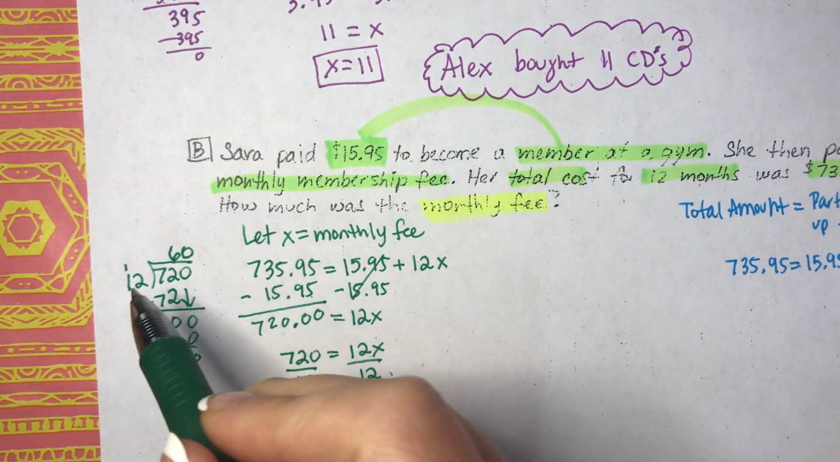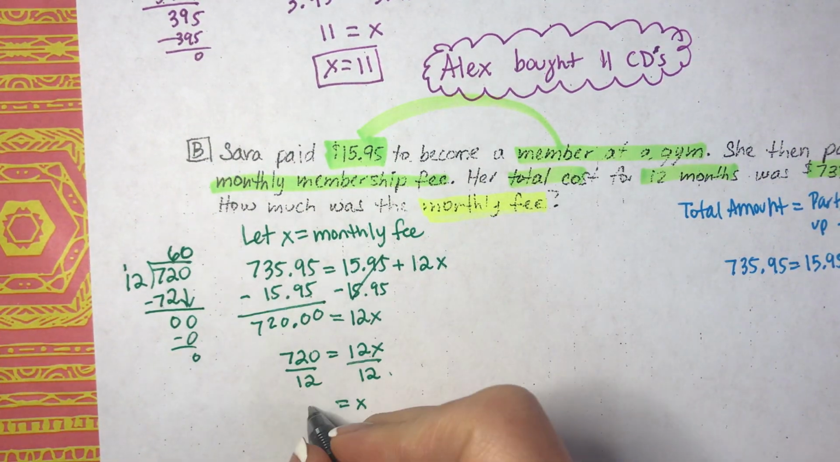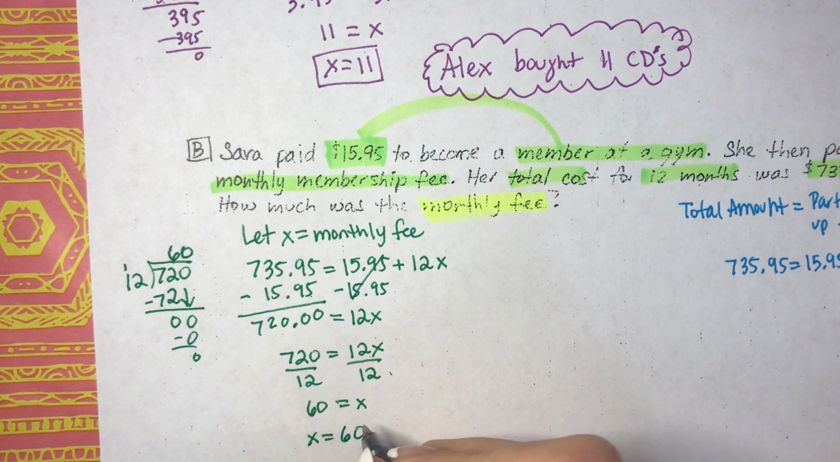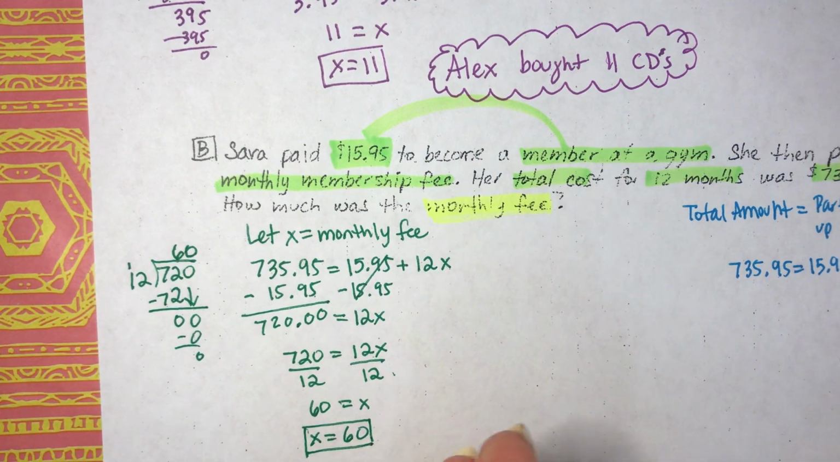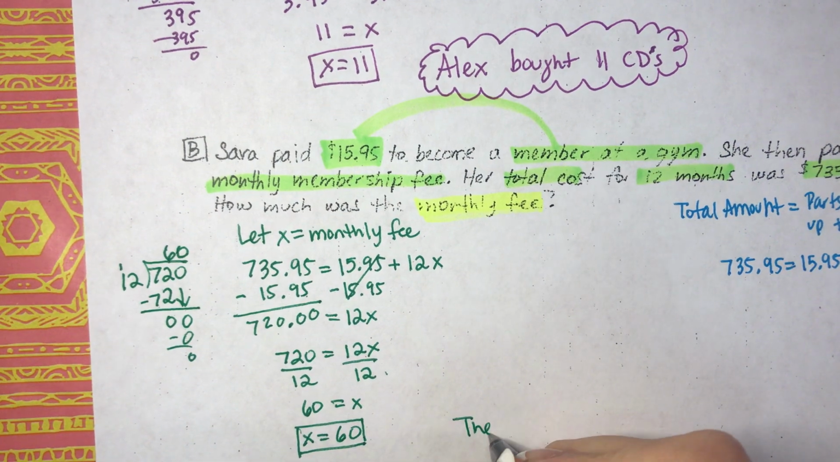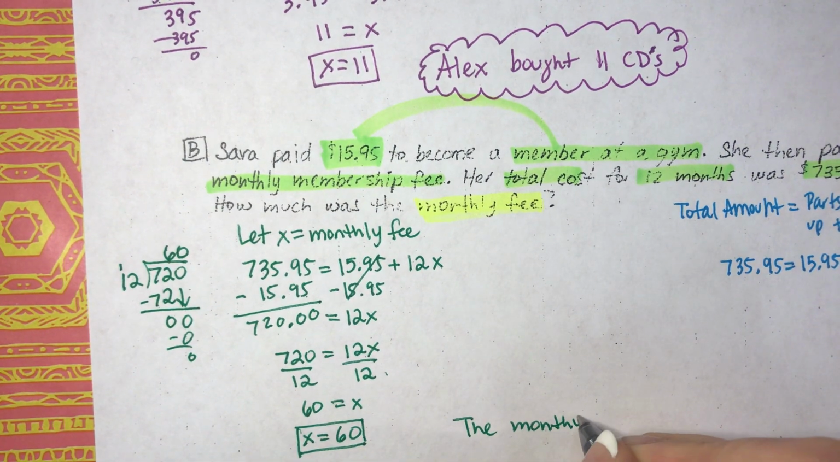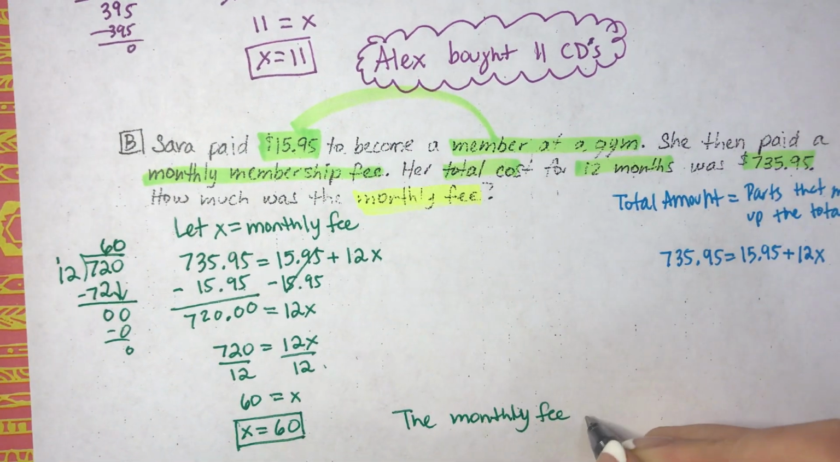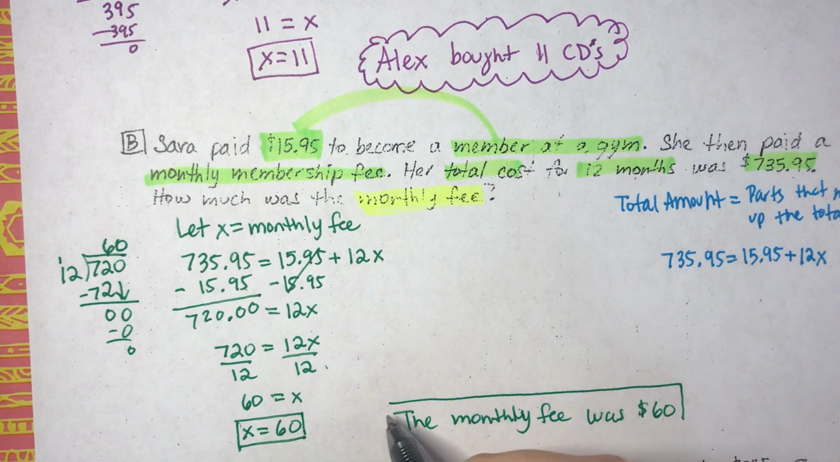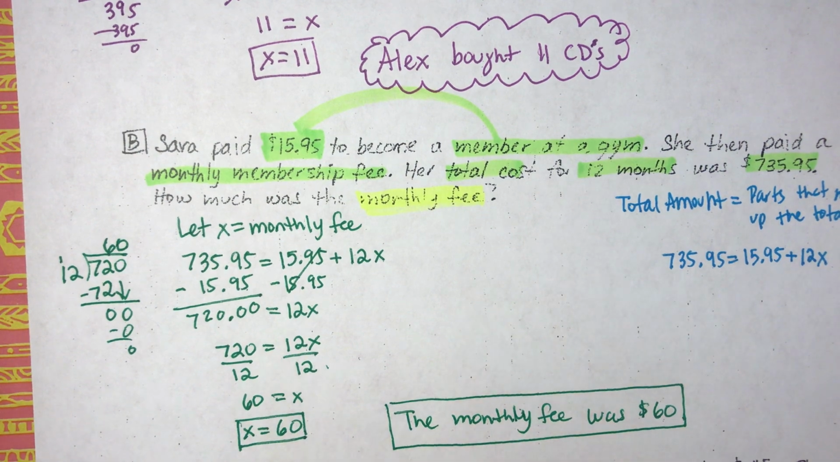So 12 goes into 720 60 times, and I'm just going to reuse that symmetric property of equality and rewrite that. Okay, so that is what x equals. That's our monthly fee. That's a high monthly fee. Oh my goodness, must be a really great gym. So how much was the monthly fee? We would say the monthly fee was $60. All right, cool. And there we have it.